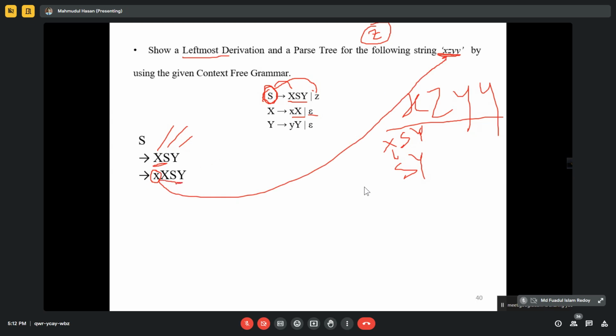Then how many non-terminals are here? Three, so we choose the leftmost. Our next concern is to get z. But from X we can go to lowercase x, and if we choose this one, we are not able to get xz. That means we need to replace this non-terminal X with epsilon.